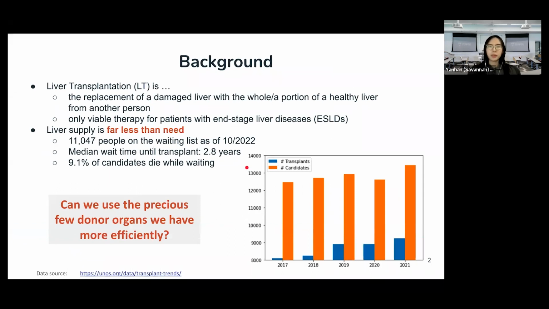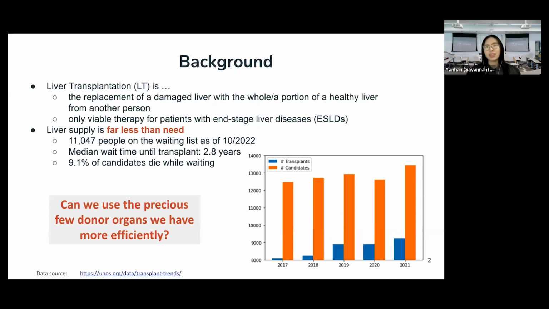Some background about this paper. Liver transplantation is the only viable therapy for patients with end-stage liver diseases. However, even with effort, the liver supply is well short of the demand. As a result, patients are put on the wait list. Currently, there are more than 11,000 people waiting for life-saving liver transplants, and more than 9% of candidates die while waiting. Obviously, this is not good.